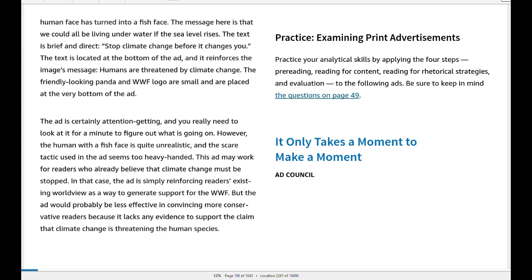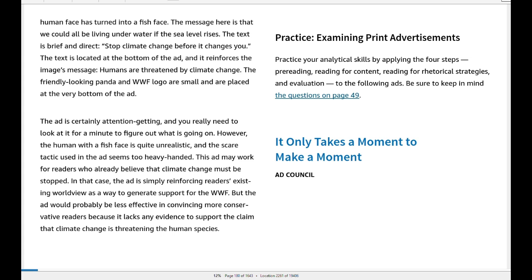Practice. Examining print advertisements. Practice your analytical skills by applying the 4 steps: pre-reading, reading for content, reading for rhetorical strategies, and evaluation to the following ads. Be sure to keep in mind the questions on page 49.